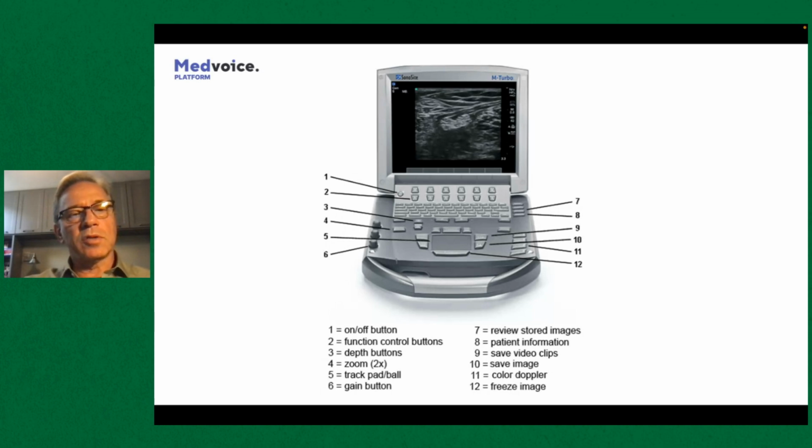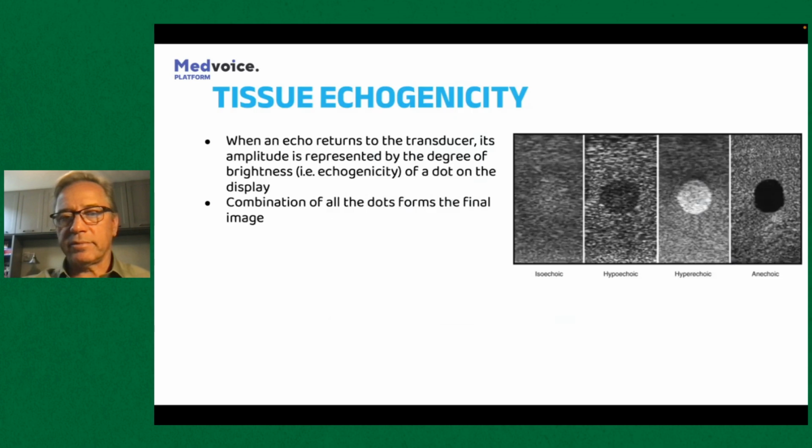On lots of machines there are three of these. On this machine you can see three of them, and you can preferentially increase the echo on the top of the screen, the middle of the screen, and the bottom of the screen, depending on which part of the screen you want to see better.